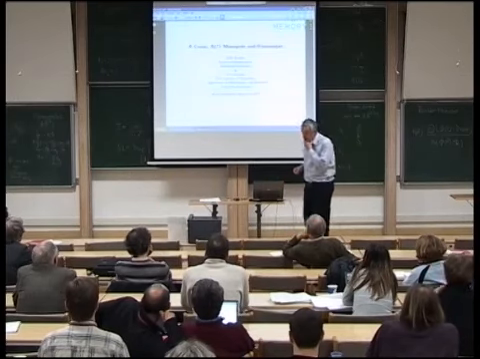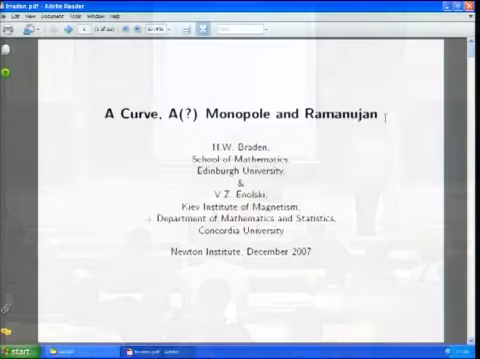So what I'm telling you about now is joint work with Victor Enolski. So I'm going to introduce you to a curve. I'll tell you about one and possibly more monopoles and a result of Ramanujan.